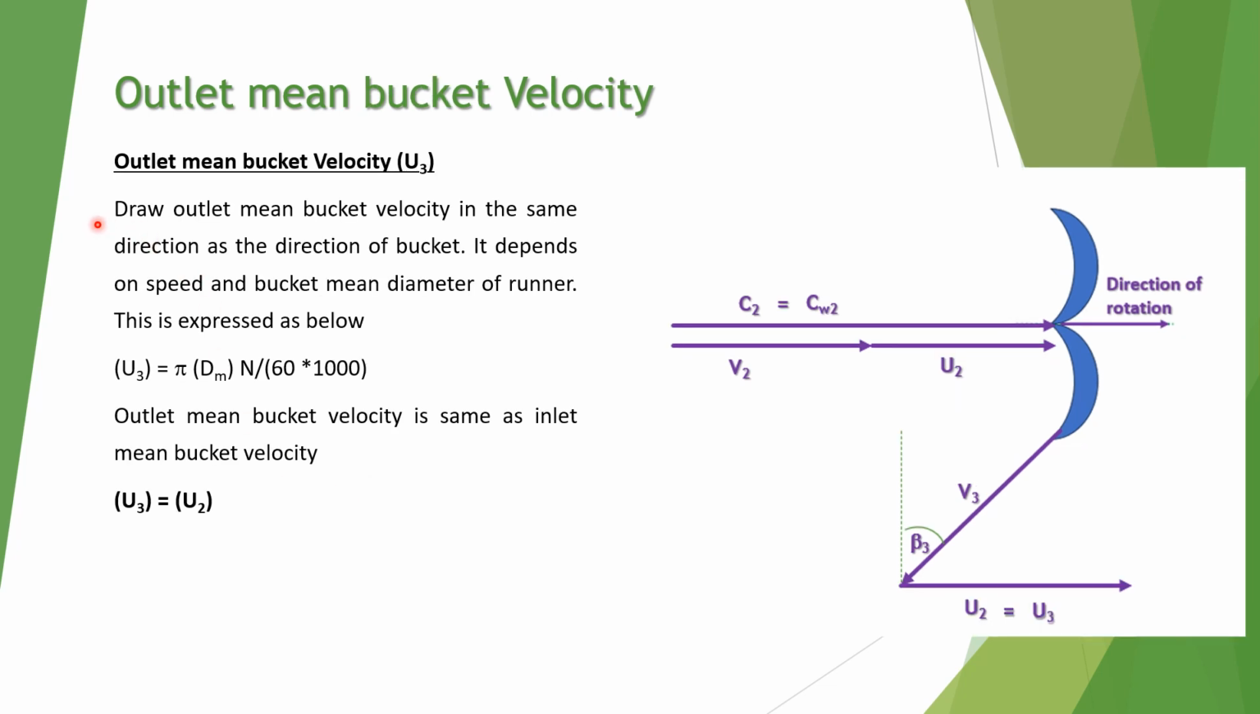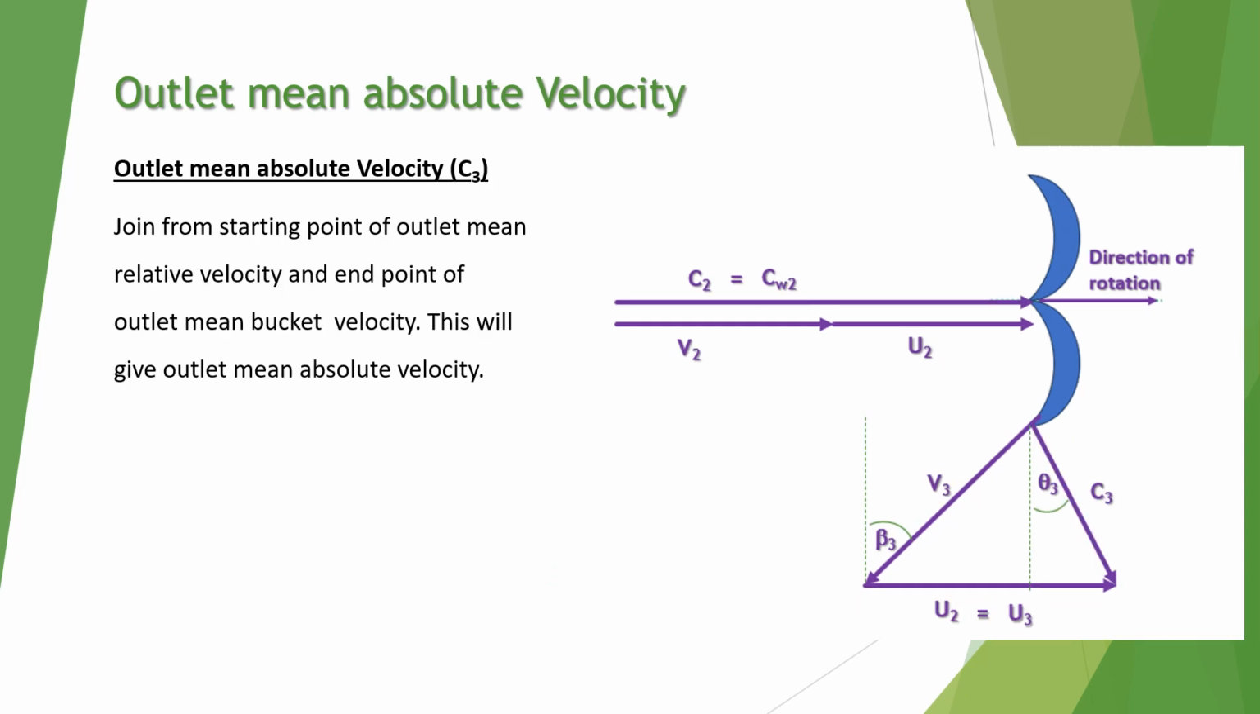Now the outlet mean bucket velocity. Draw the outlet mean bucket velocity in the same direction as the direction of the bucket. It is drawn in this direction, and it depends again on the speed and the bucket mean diameter of the runner, which is expressed as u3 is equal to pi dm n upon 60,000. So the outlet mean bucket velocity is the same as the inlet mean bucket velocity. So u3 is equal to u2. Both are the same, so it is drawn like this.